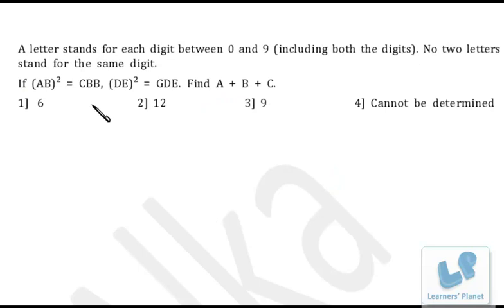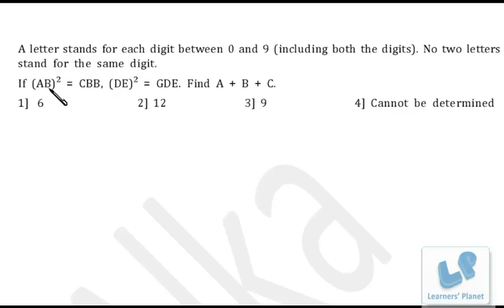Now friends, over here, a letter stands for each digit between 0 to 9, including both the digits. No two letters stand for the same digit. Here AB square is CBB and DE square is GDE. We have to find out the value of A plus B plus C.